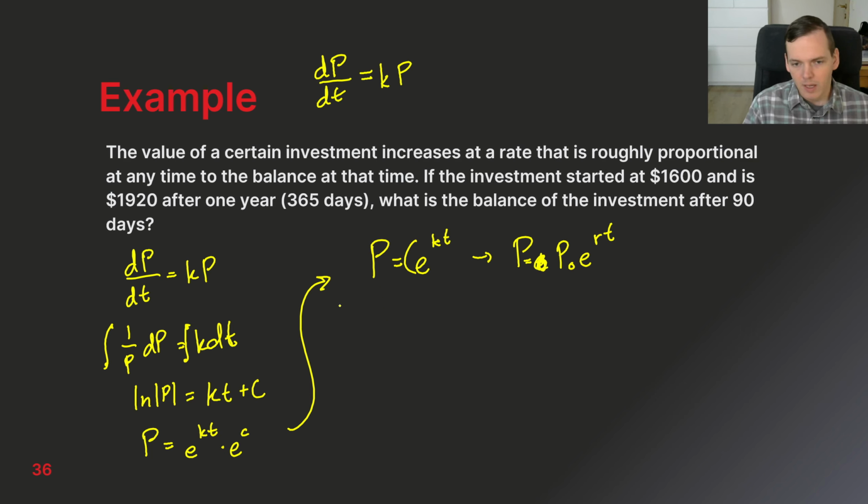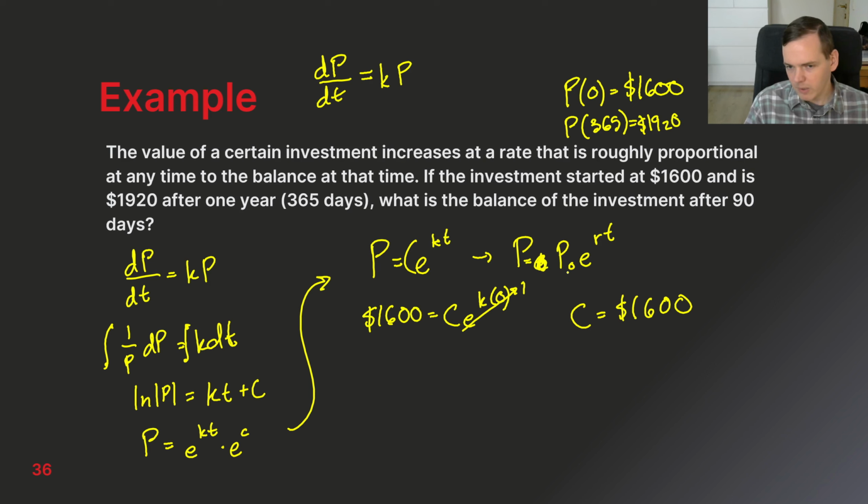1600 is equal to P0, so c e to the k times 0. This will be 1. So that means C equals 1600. And if you're used to economics or continuous compounding interest, we see why this should be the initial value, whatever you started at. So now I know that P is equal to 1600 e to the kt.